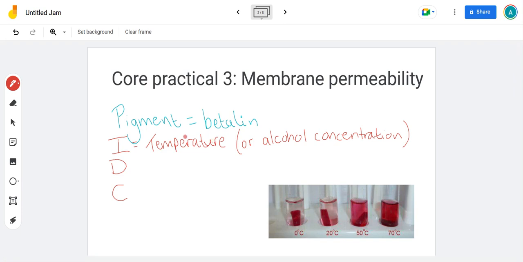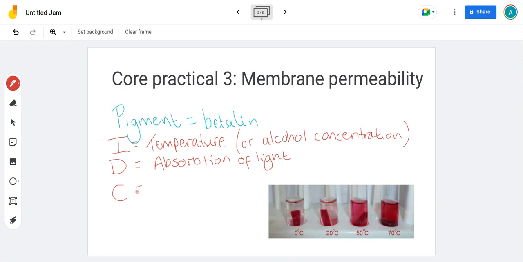The dependent variable is going to come from your colorimeter, and let's say that we're going to do absorption. It wouldn't matter which one you did. Let's say we're going to do absorption of light from the colorimeter, read off on the colorimeter.